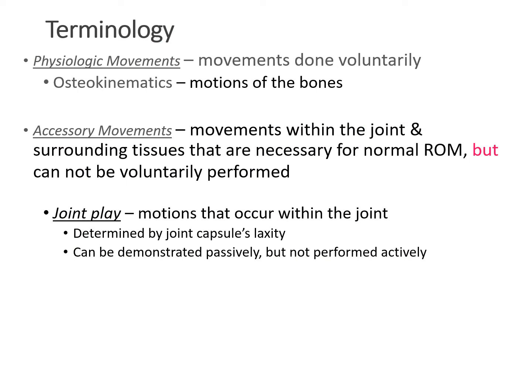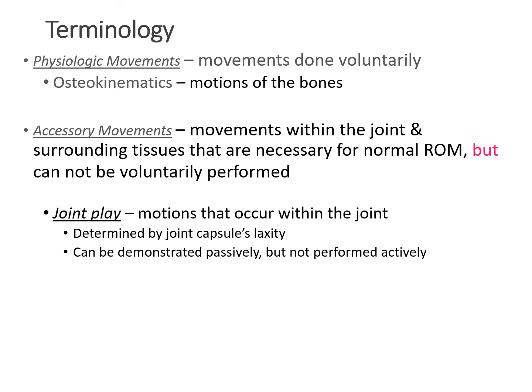So now coming to terminologies. These terminologies we have discussed in the previous modules of goniometry. The first one is physiological movements, which means those movements which are done voluntarily. These are the gross movements which you can see while performing. These movements are like flexion, extension, rotations, abduction and adduction.